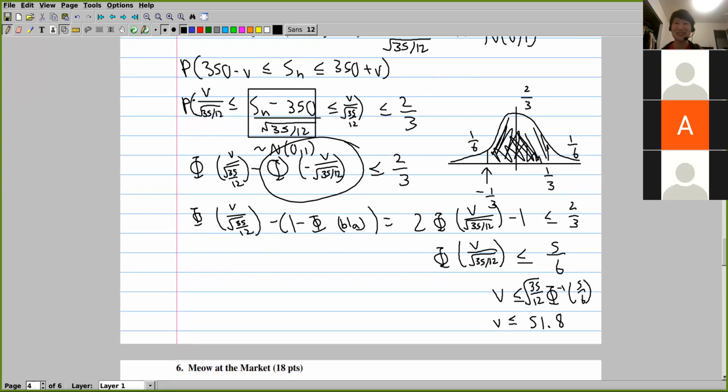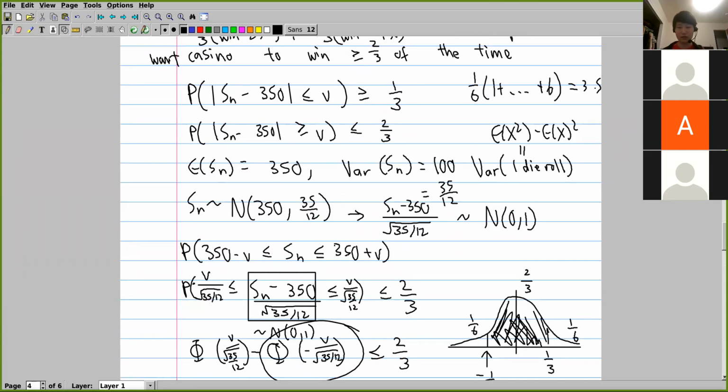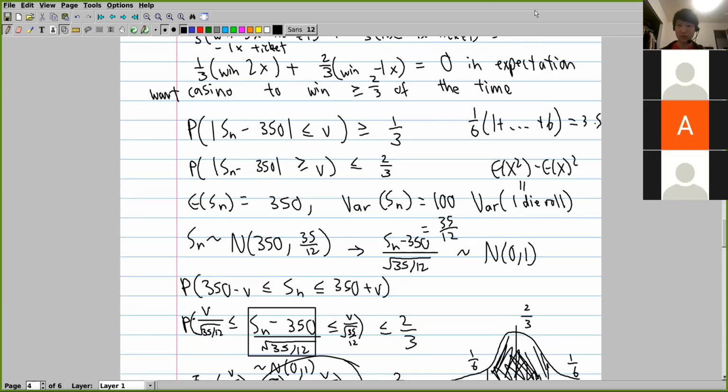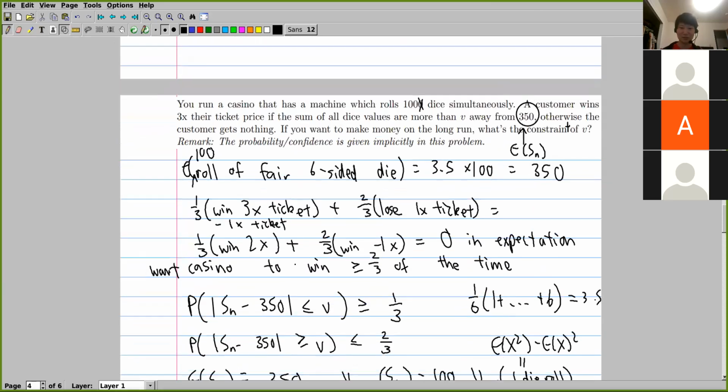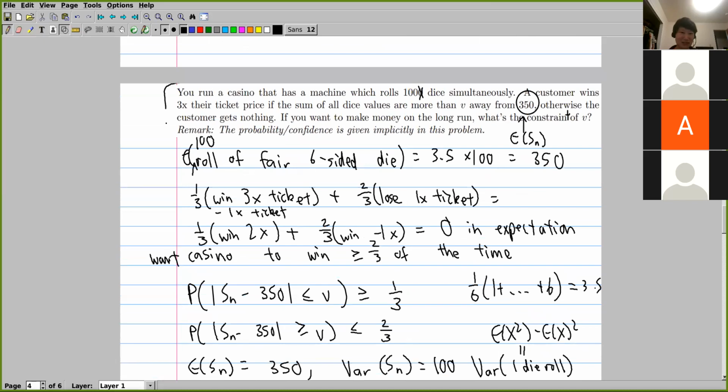Are there any questions? So our estimator is just the sum here, not the regular estimator we're used to using. Yes. Oh, I have a question. Why is it 1/3 instead of 2/3? Oh, okay. Sorry, this was not super clear from the wording of the question. But we run the casino. So if the customer wins 1/3 of the time, we want the casino to win 2/3 of the time.